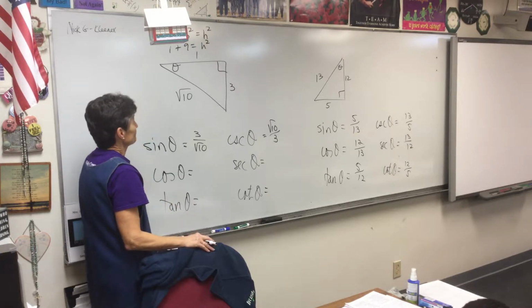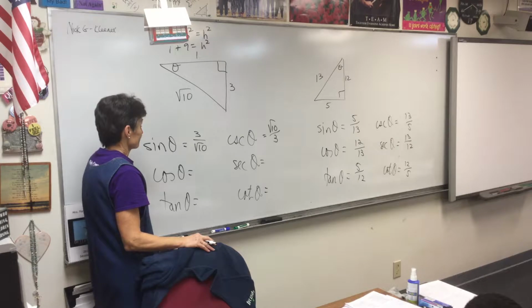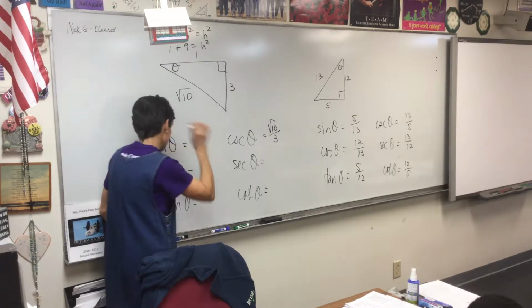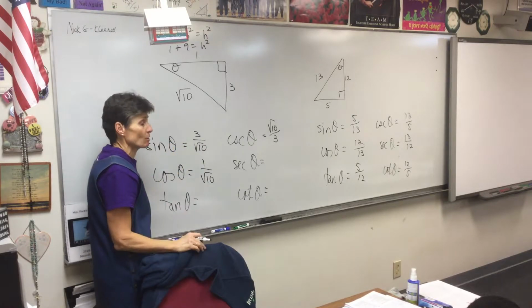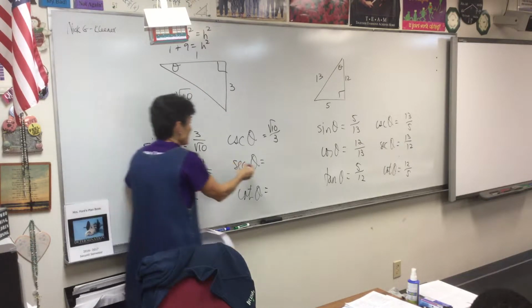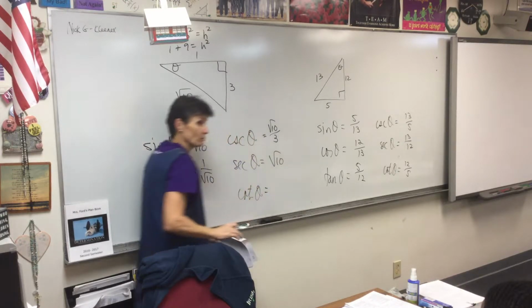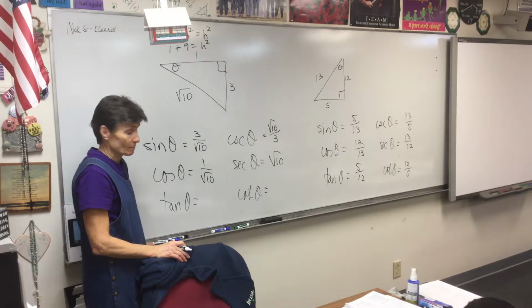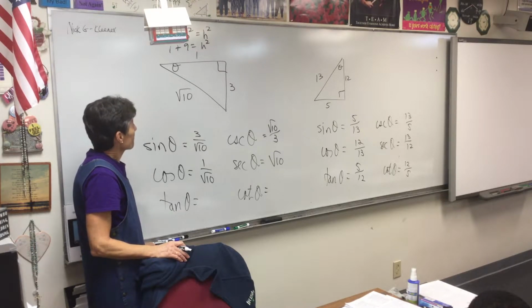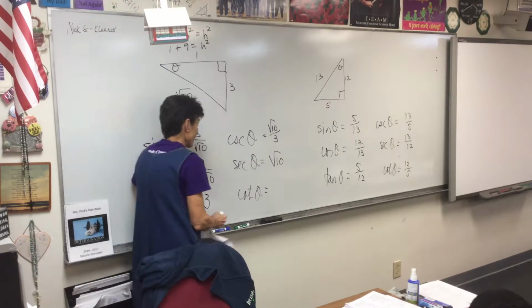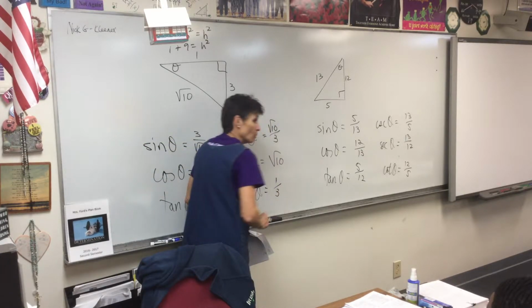What's the cosine? Opposite over hypotenuse. One. Cosine is not opposite over hypotenuse. Cosine is adjacent over hypotenuse, so it would be 1 over root 10, which means secant is root 10 over 1, or just plain old root 10. What's my tangent? 3 over 1, or 3, which means my cotangent then is 1/3.